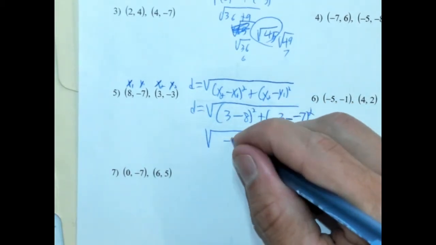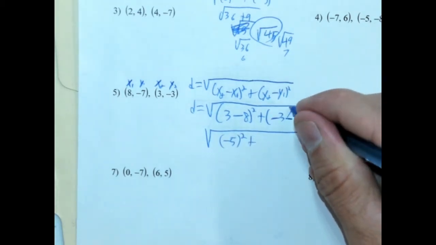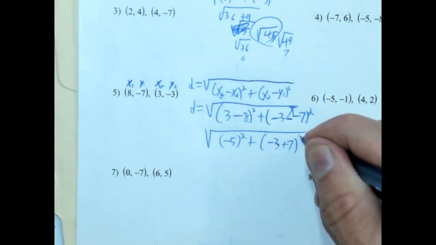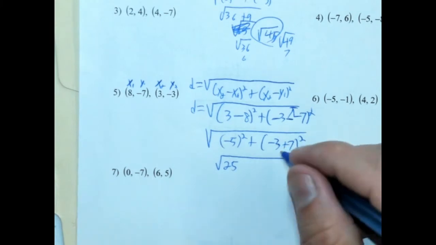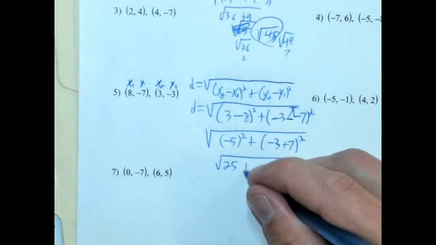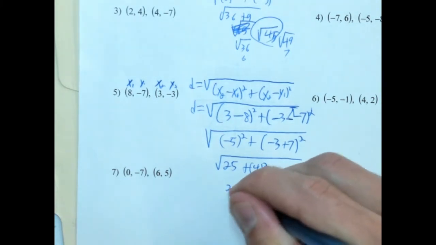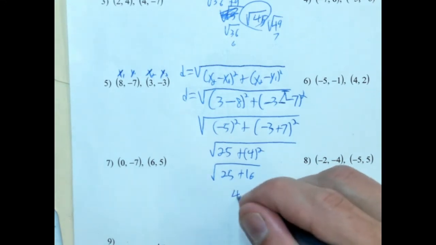3 minus 8 is negative 5. And negative 3, almost forgot. Rewrite that like I just said. So negative 3 plus 7 squared. We'll go ahead and make that 25. That's going to be negative 3 plus 7 is going to be plus 4 squared. And 4 squared is 16. So 25 plus 16 is going to be 41. Yeah, 41.